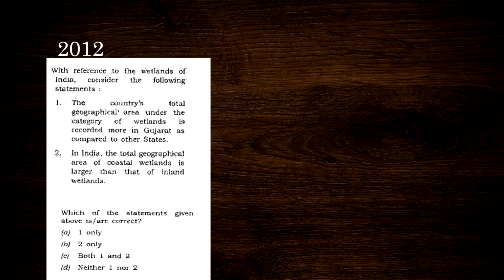Now a different question from the wetland area, where a statistical question has been asked. So please go through the statistics of wetlands in India from the Ministry of Environment, Forest and Climate Change website. It has all these facts covered. So the country's total geographical area under the category of wetland is recorded more in Gujarat as compared to the other states. This is a true statement, and even in 2025 a survey was conducted. Again, Gujarat has the maximum geographical area covered under wetland. It is, I think, around 21 percent, if I am not wrong. So statement one is correct.